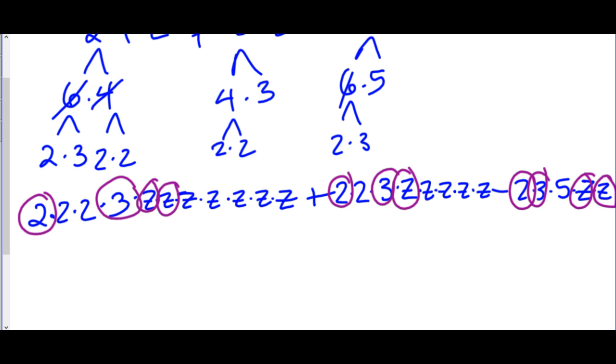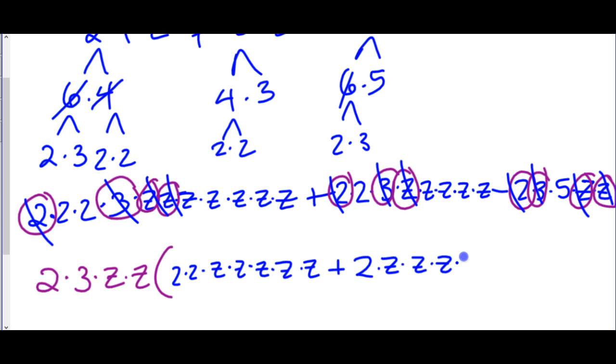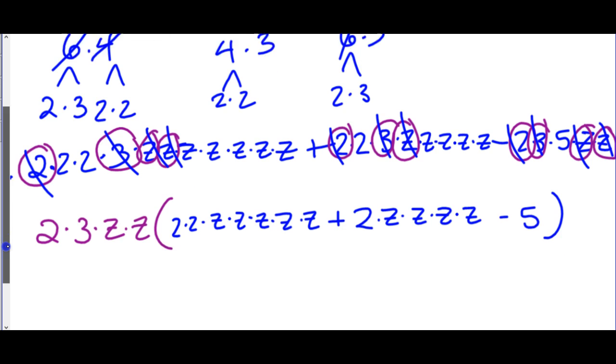So what they have in common would go in front of the parentheses. And then you leave the stuff inside the parentheses that is left over. So we're getting rid of all the things we've circled and just using everything that's left. 2 times 2 times z times z times z times z times z plus 2 times z times z times z times z minus 5. And then we reduce everything.